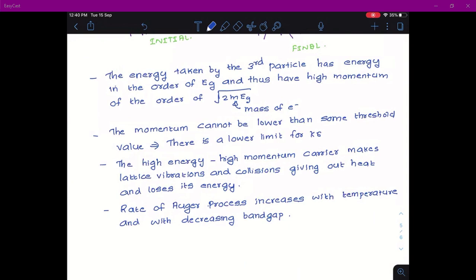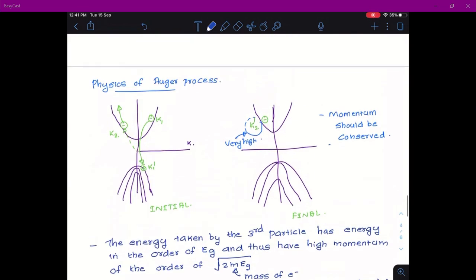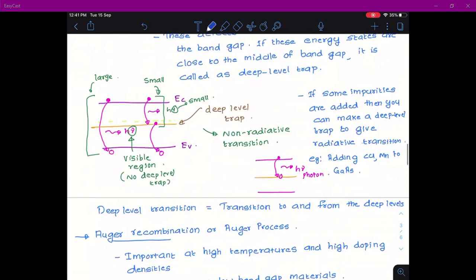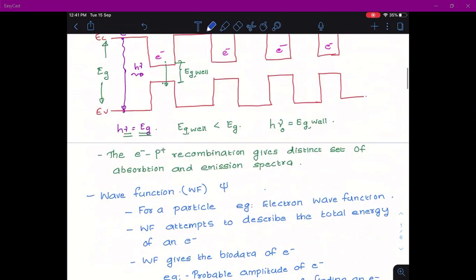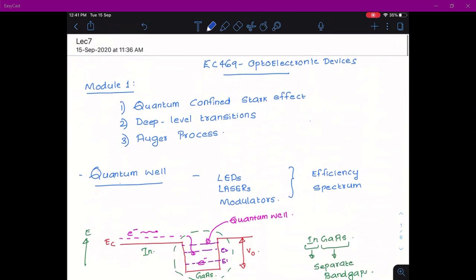Okay. So, in this lecture we have looked at the quantum confined Stark effect, we have looked at quantum wells, and we have looked at deep level transitions, and finally, we have looked at the Auger process. So, this concludes our first module of the course.